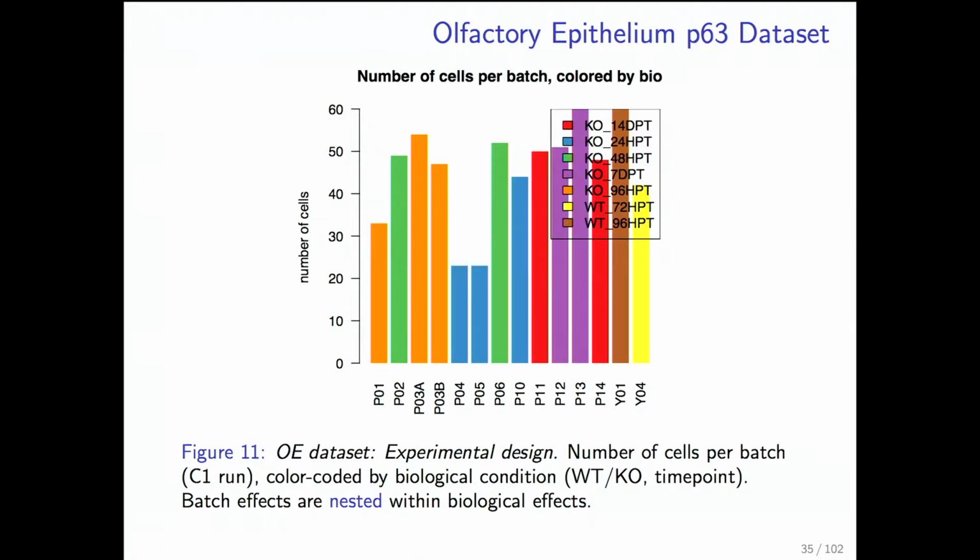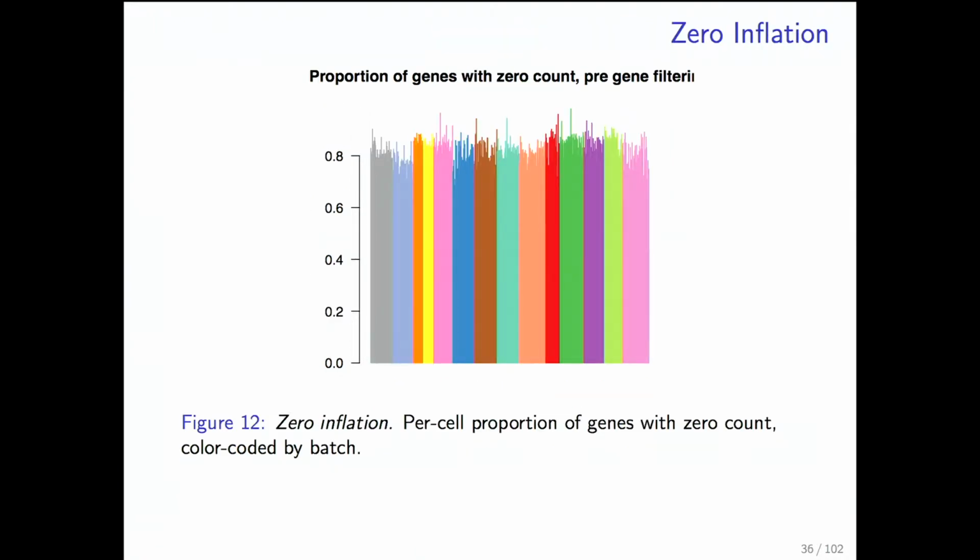So this is our design. So keep in mind we have nesting. OK, now let's look at data, finally. First, the problem of zero inflation with single-cell RNA-seq data. This is a bar plot of the proportion of genes that have 0 count in each of the cells. So there's 1 bar per cell, and the bars are color-coded by batch. So this is extreme zero inflation. Around 80% of the genes have 0 counts in a cell. OK, so this is common to RNA-seq experiments. The zeros can be due to either biological reasons, the gene is simply not expressed, or technical reasons, low capture efficiency.